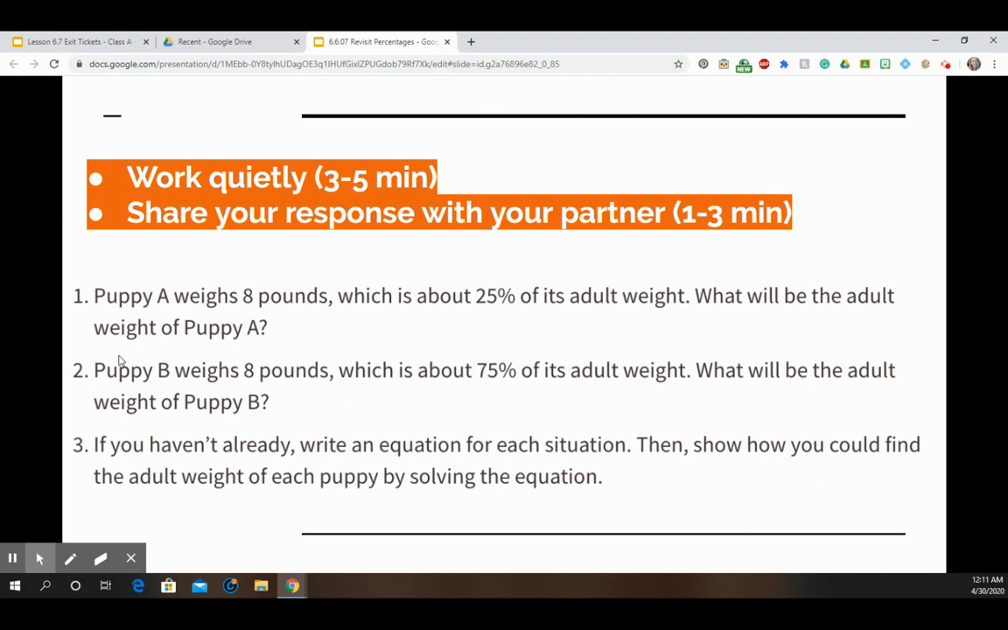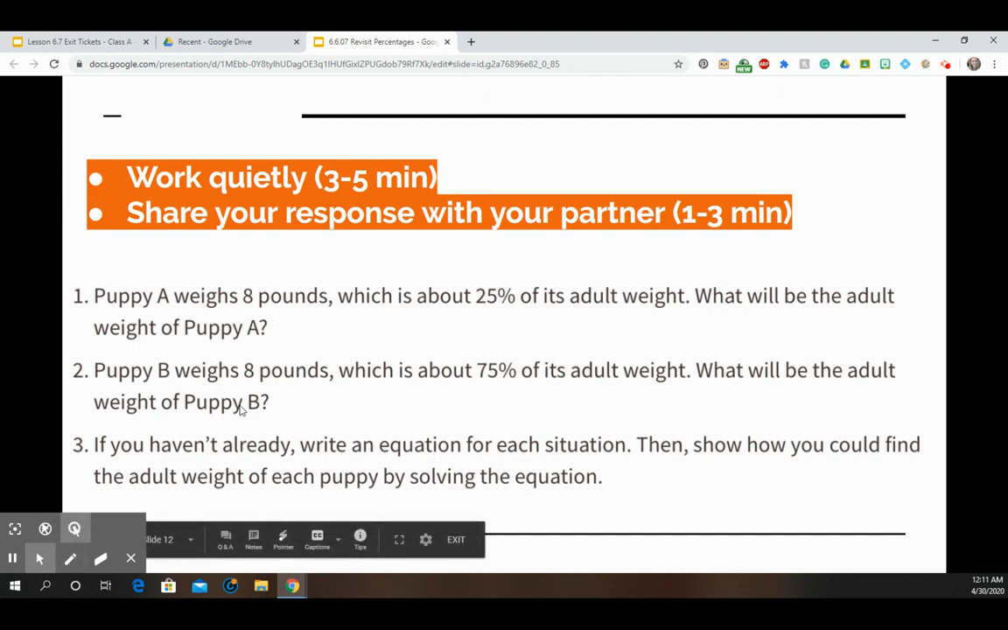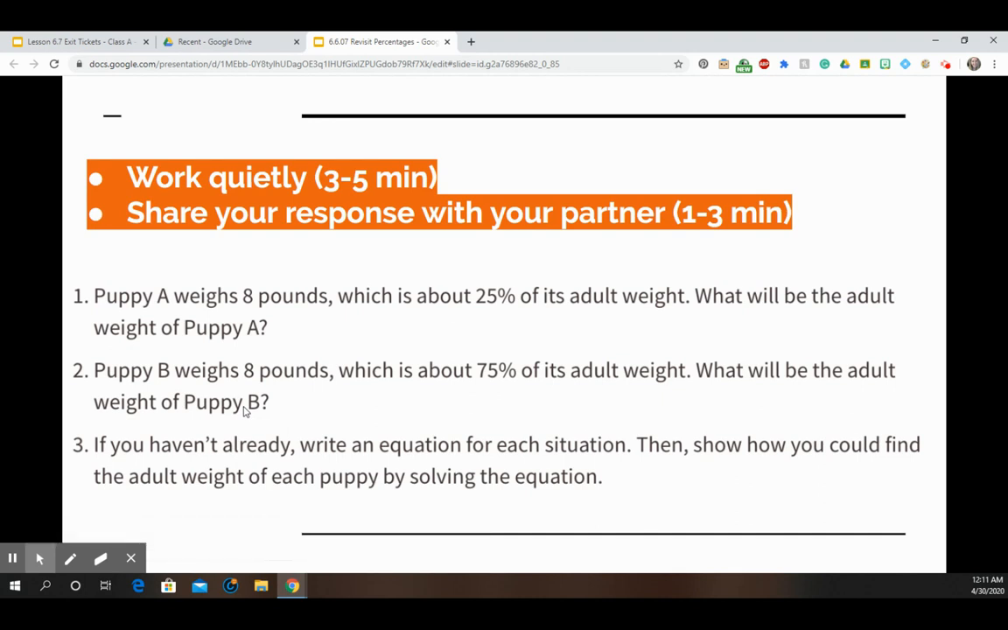Okay, so hopefully you had time to solve, or go ahead and pause, solve as much as you can. When you're done, press play and we'll go over it.